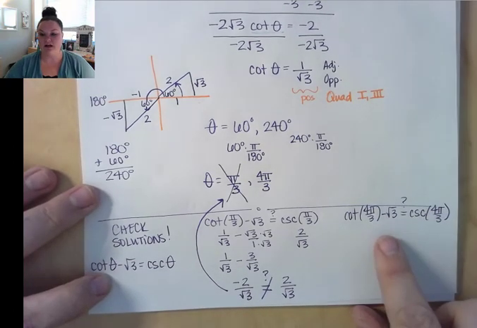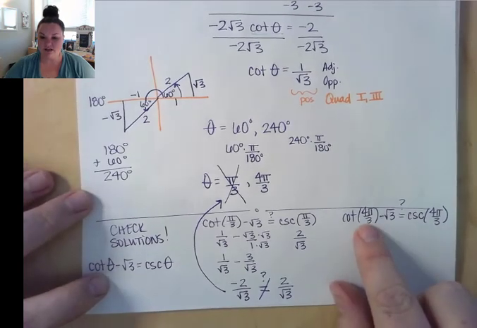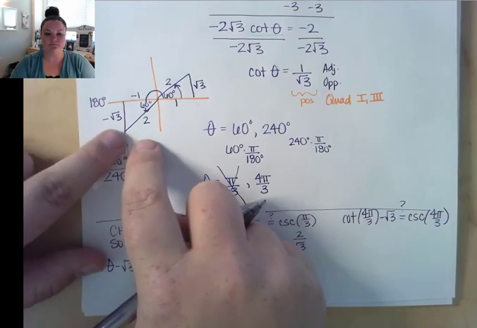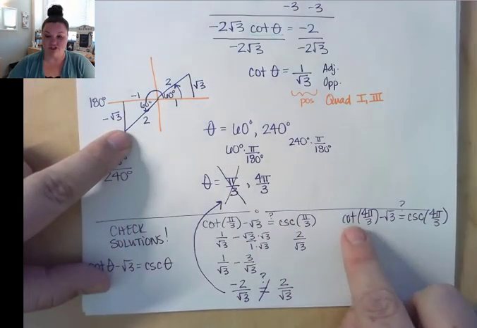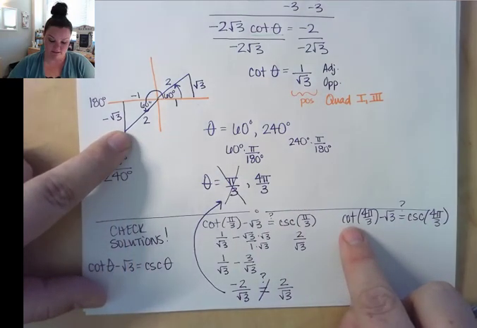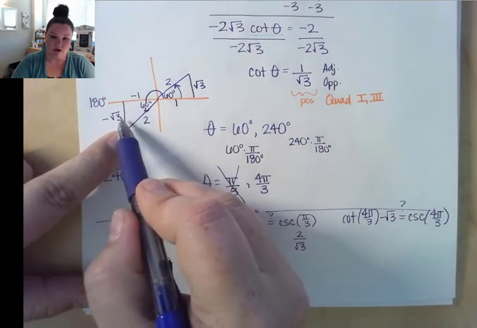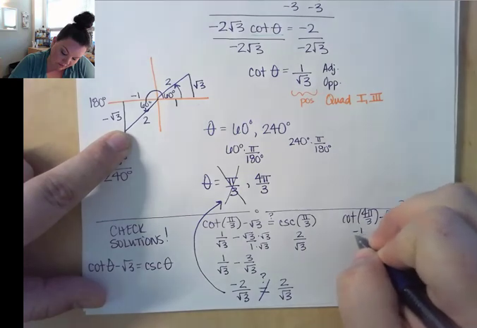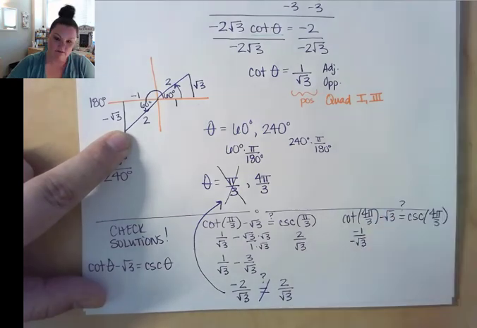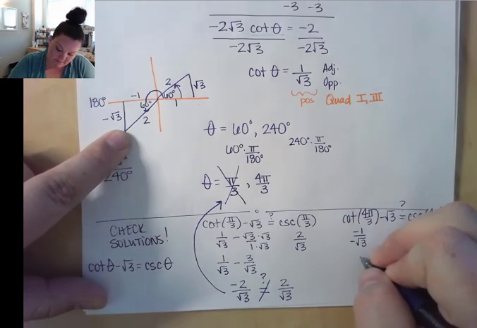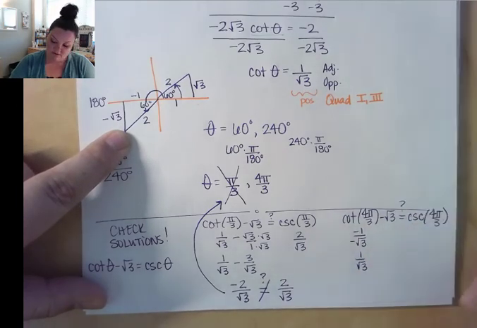Okay, so just checking our answers. So let's look for cotangent 4 pi over 3. So now we're looking at this triangle, right? Cotangent is adjacent over opposite. So adjacent is negative 1 over the opposite. So negative 1 over negative square root of 3, right? Which is positive. Negative over negative gives me a positive. So positive 1 over square root of 3.